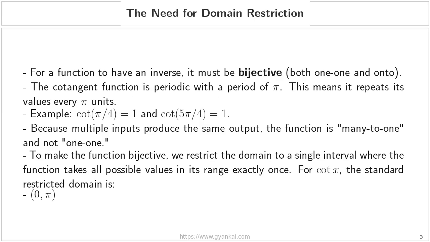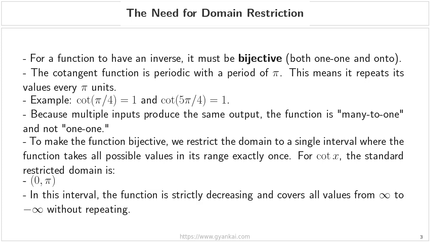To resolve this and make the function bijective, we must restrict the domain to a single interval where the function takes on every possible value in its range exactly once. For the cotangent function, the standard restricted domain is the open interval from 0 to π. Within this specific interval, the function is strictly decreasing and covers all values from positive infinity to negative infinity without any repetitions. By limiting ourselves to this window, we create the necessary conditions to define the inverse cotangent function, which we will explore in the next slide.